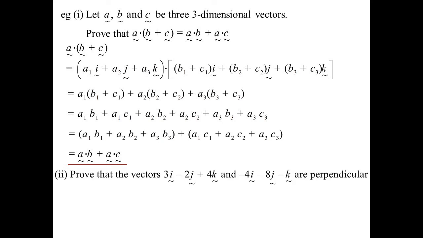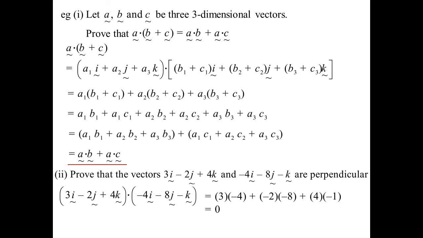This time let's prove these 2 vectors are perpendicular. And remember, that's when the dot product will equal 0. So we get 3 times -4 and -2 times -8 and 4 times -1, and sure enough they all add to give 0. So yes, those 2 vectors are perpendicular.